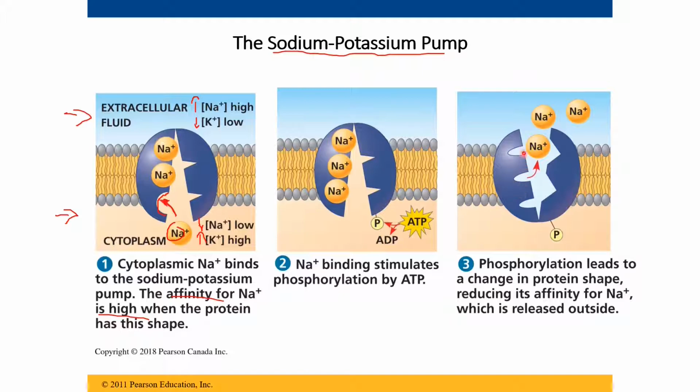And if you see the circles, the perfect circle of the beginning, now they are not going to be as perfect. What your textbook is showing you is a reduction of affinity. So now the sodium is not going to attach very easily to this protein, so it is going to be released outside.